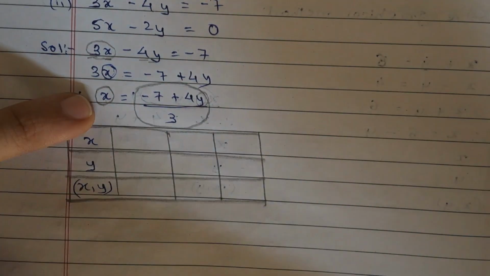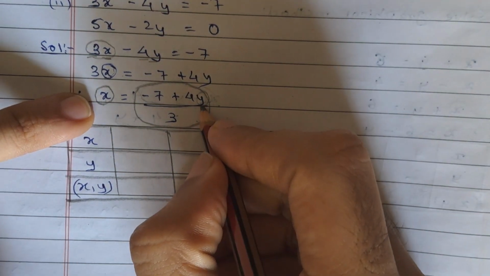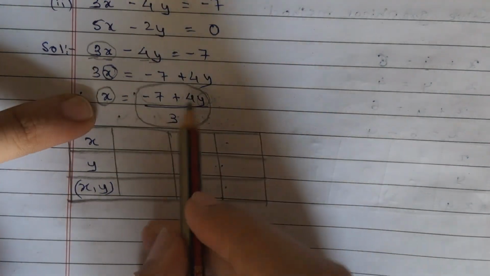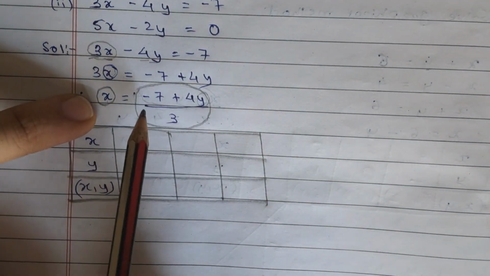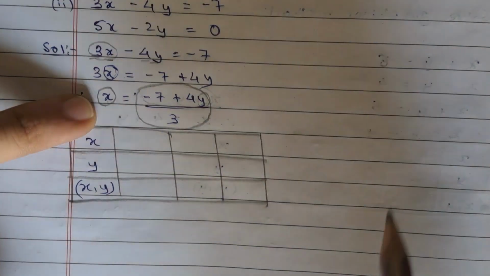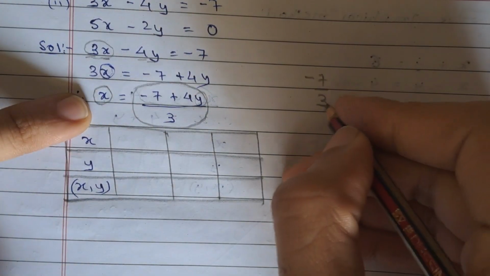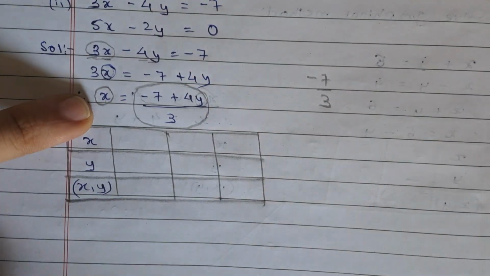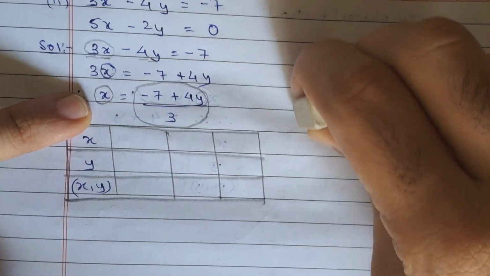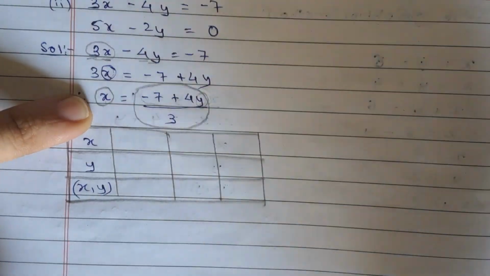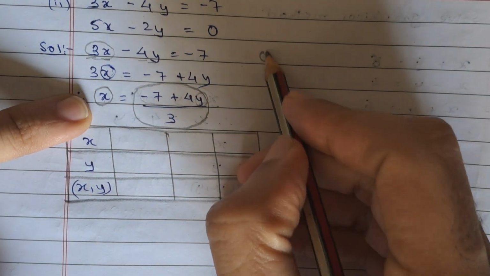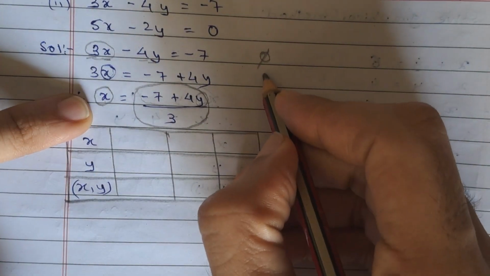So let me think like this. If I put a value 0 over here, what will happen? 0 means what? 4 times 0, right? So it will become minus 7 plus 0. That means minus 7. Minus 7 upon 3. Can it be cancelled? No. That means 0 is not a correct value of y. That can be discarded. Let me think of some other value. So 0 is discarded. Let me think of 1.